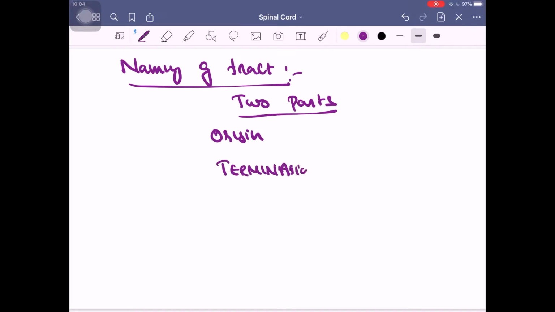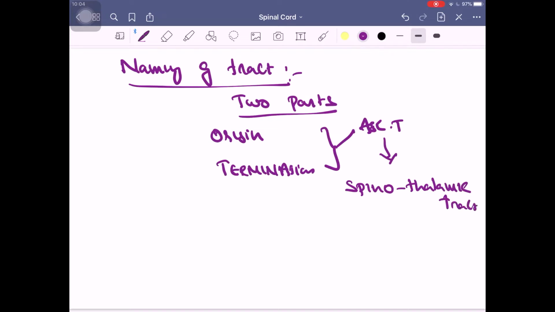Now if I take an example of an ascending tract, one starting from the spinal cord and ending in the thalamus, you call this spinothalamic tract, because it is starting in the spinal cord and ending in the thalamus. So this is one example of an ascending tract. This is your origin and this is your termination, not insertion. Anatomy guys, not insertion, okay? You people are trained with that, so it is a termination.